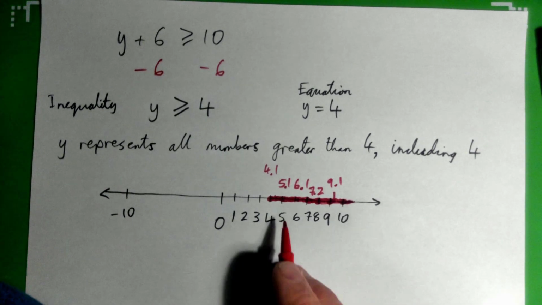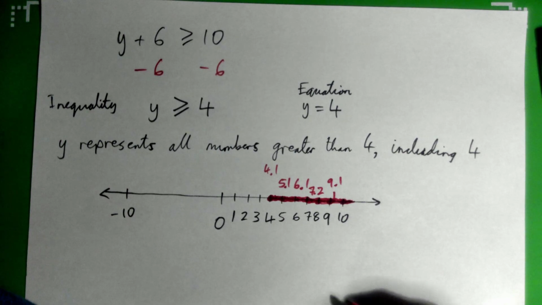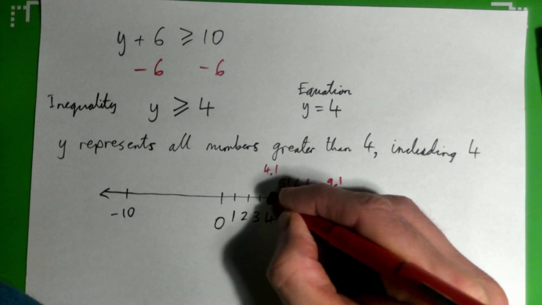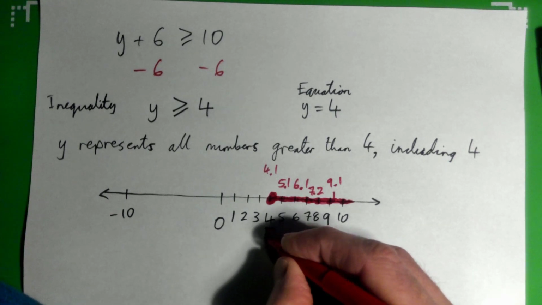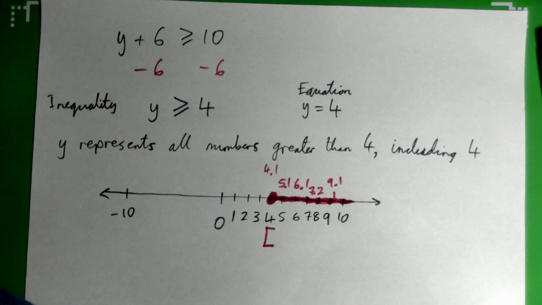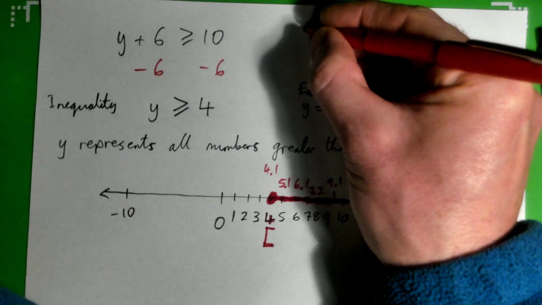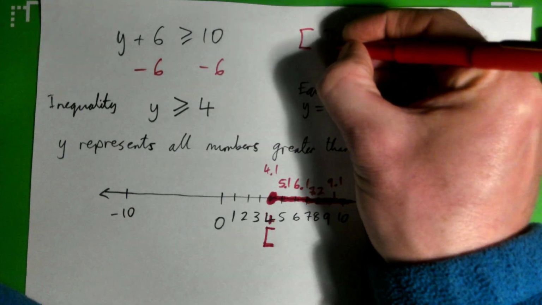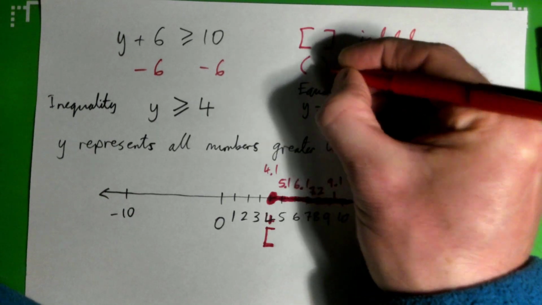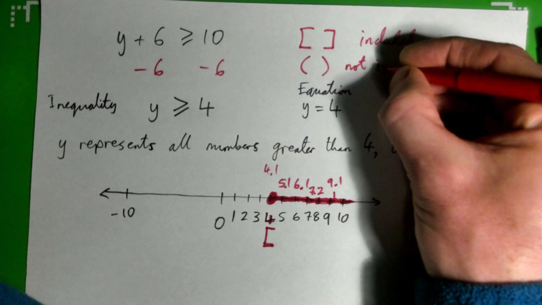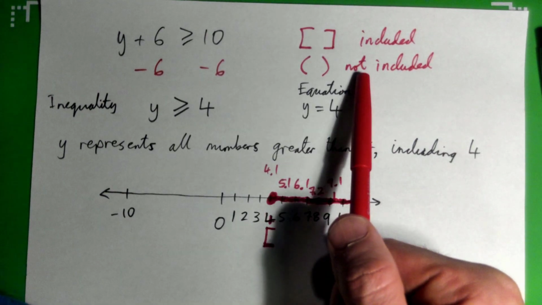Now, so that's the first concept: yes, Y includes 4. And sometimes you have this kind of big filled in dot to show that. The other times you have this bracket that has a square part on it, right? And that's right at the 4, and that shows that 4 is included. So with inequalities, these square brackets mean included, and these parentheses mean not included. Okay? So that's some of the notation that we'll just need to remember. That's included, that's not included, right?